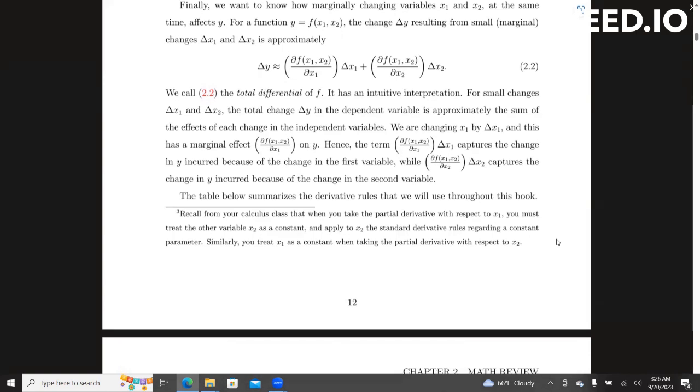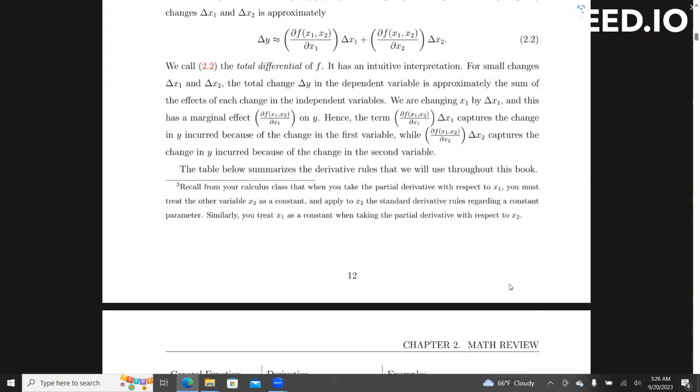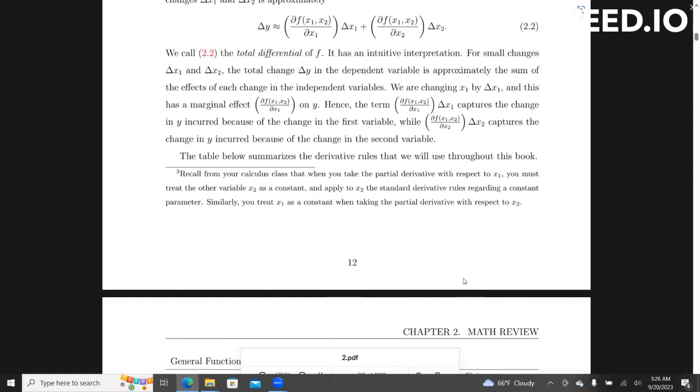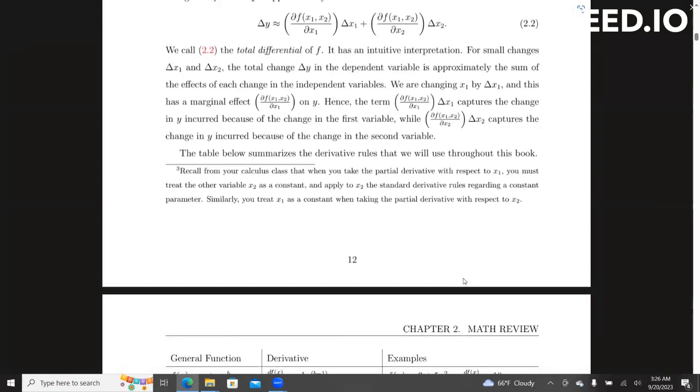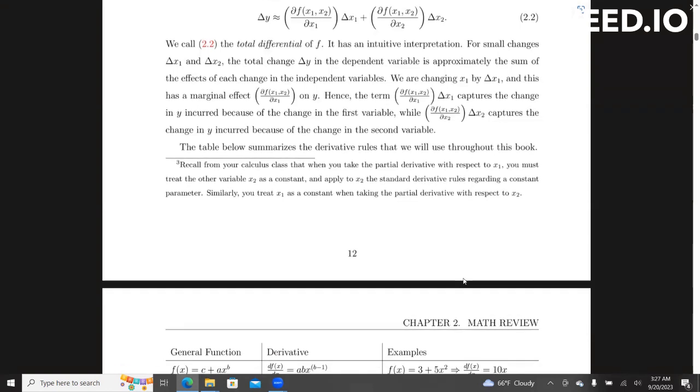For small changes delta x1 and delta x2, the total change delta y in the dependent variable is approximately the sum of the effect of each change in the independent variable. So we are changing x1 by delta x1, and this has a marginal effect. They state a partial derivative, and we have no idea what it means, but this is how they describe it. So we are changing x1 by delta x1, and this has a marginal effect on y, hence the term that captures the change in y incurred because of the change in the first variable.